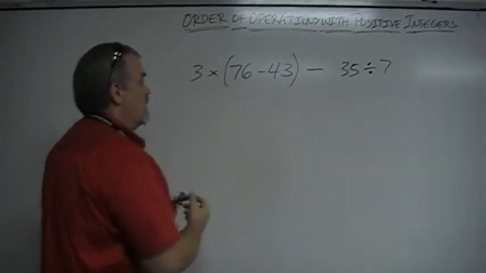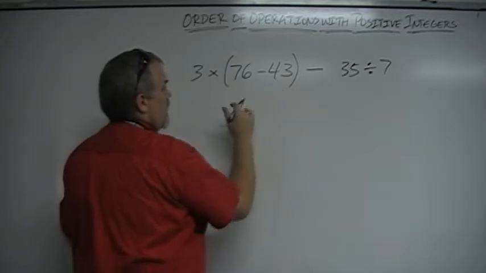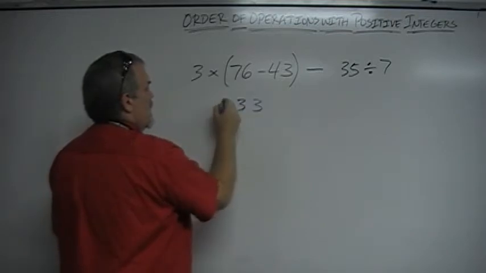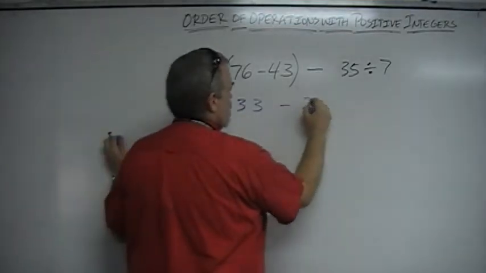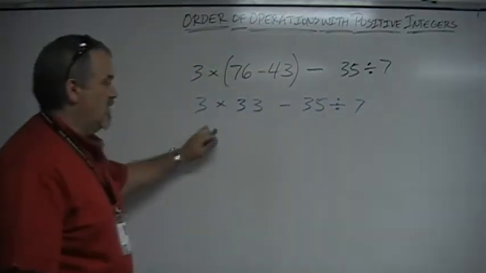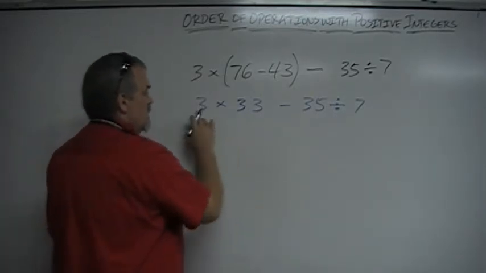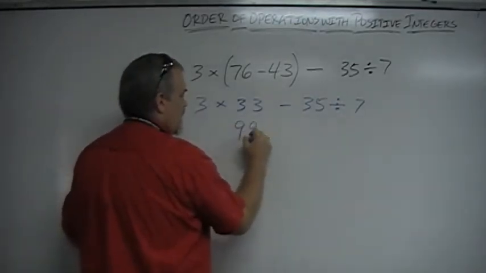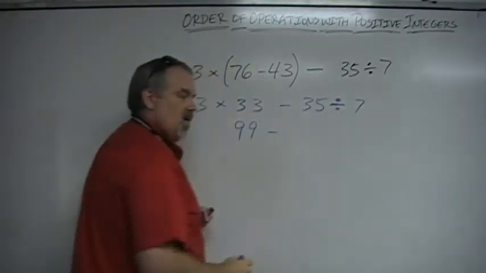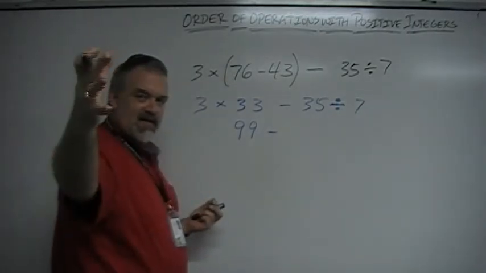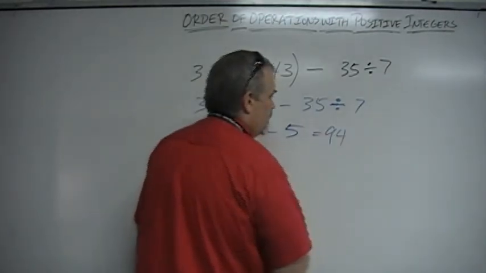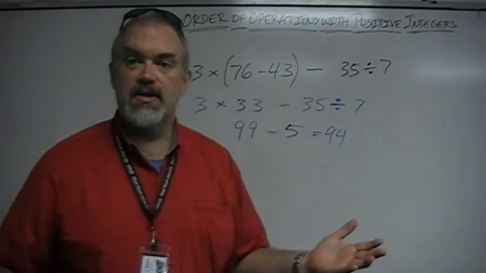We need to do the brackets first. So 76 take away 43 gives me 33. That's what's in the brackets. And we're just going to rewrite the rest of the problem for now. Then what we need to do is the times and the division, left to right. 3 times 33 is 99, minus 35 divided by 7. What times 7 is 35? Times tables, that gives me 5. 99 minus 5 is equal to 94. And that is order of operations with positive integers.